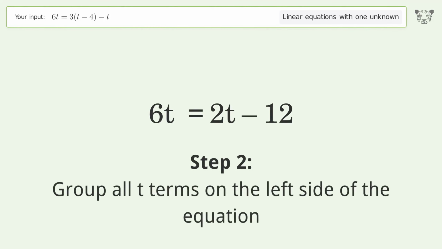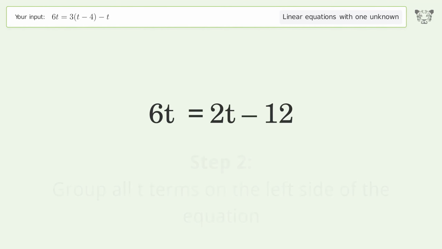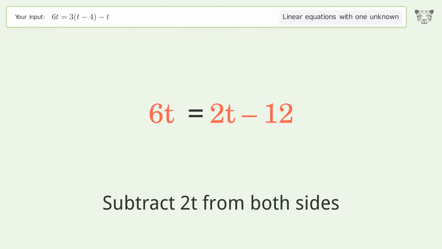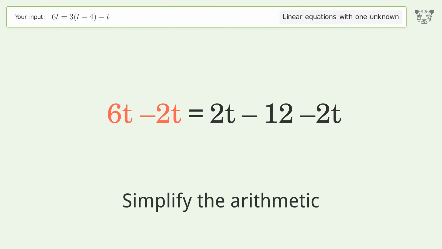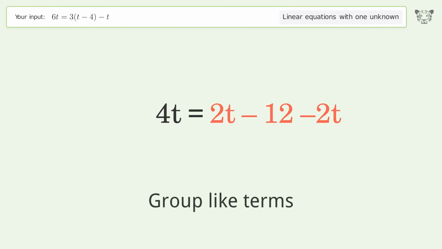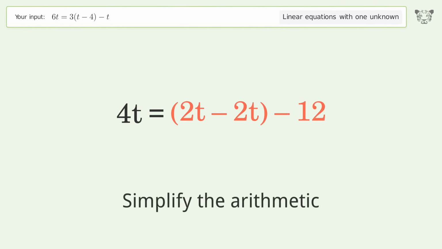Group all t terms on the left side of the equation. Subtract 2t from both sides. Simplify the arithmetic. Group like terms. Simplify the arithmetic.